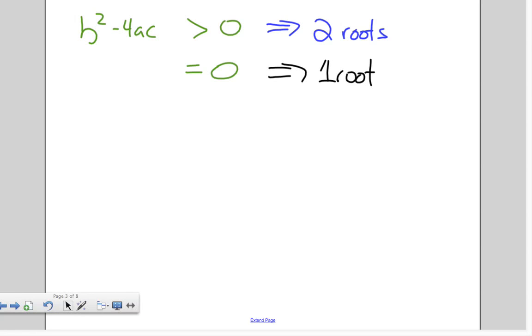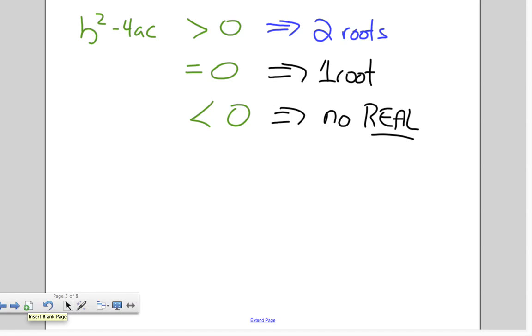And finally, if it's less than 0, no real roots. It has imaginary roots, right? So to be mathematically correct, you have to say there's no real roots.